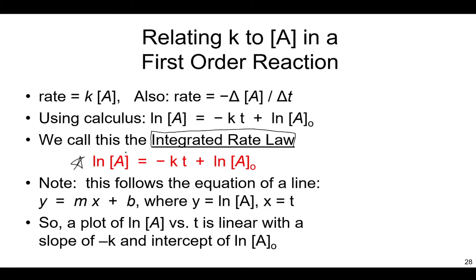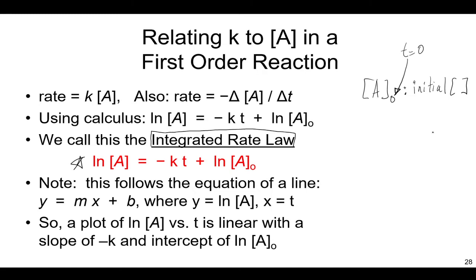And this is really the equation we're going to be using a lot in today's lecture. Natural log of A is negative rate constant times time plus natural log of A naught. And this A naught here, that naught means time 0. So that right there is essentially t equals 0. And we call this initial concentration.